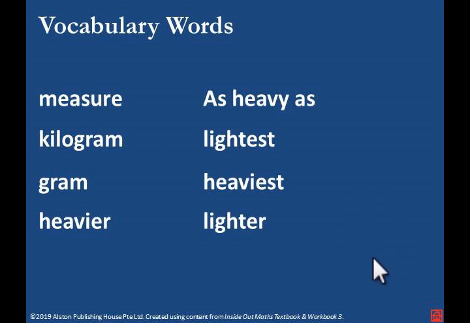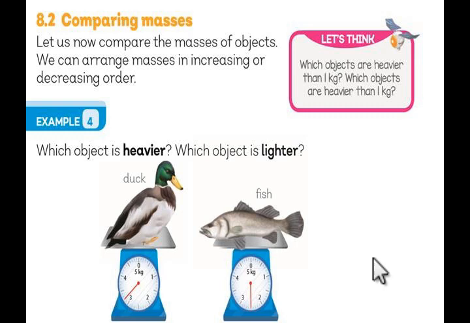Okay, are you ready? Let's proceed to 8.2, comparing masses. Let us now compare the masses of objects. We can arrange masses in increasing or decreasing order. When you say increasing, they are going up. When you say decreasing, from up going down, decreasing order. Let's think. Which objects are heavier than 1 kilogram?